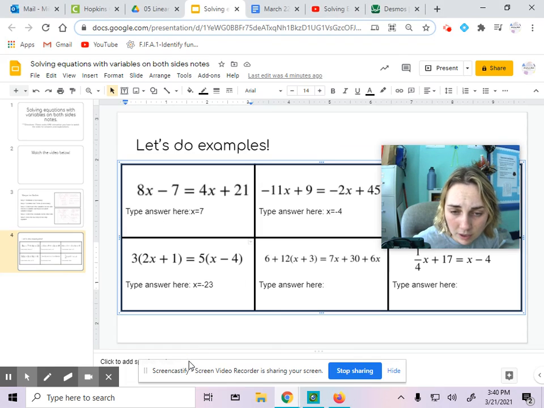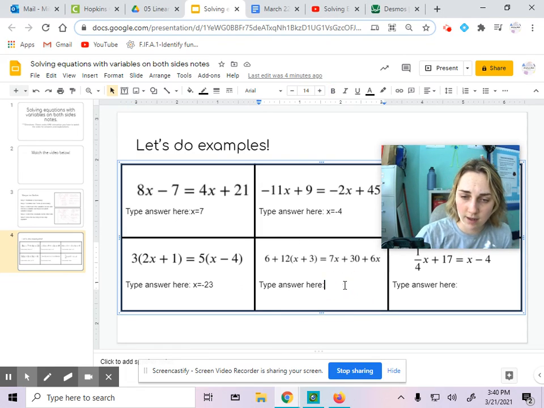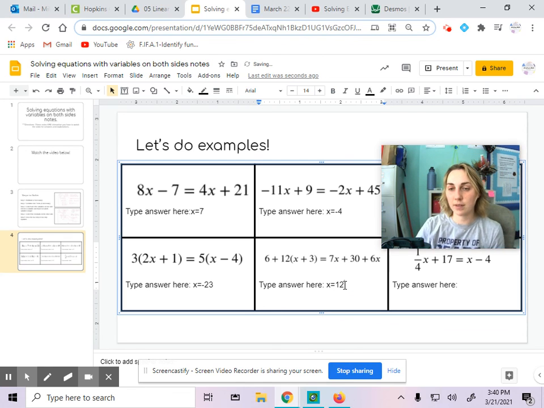So what I'm going to do is I'm going to say x is equal to 12, and we have one problem left, and that's it.